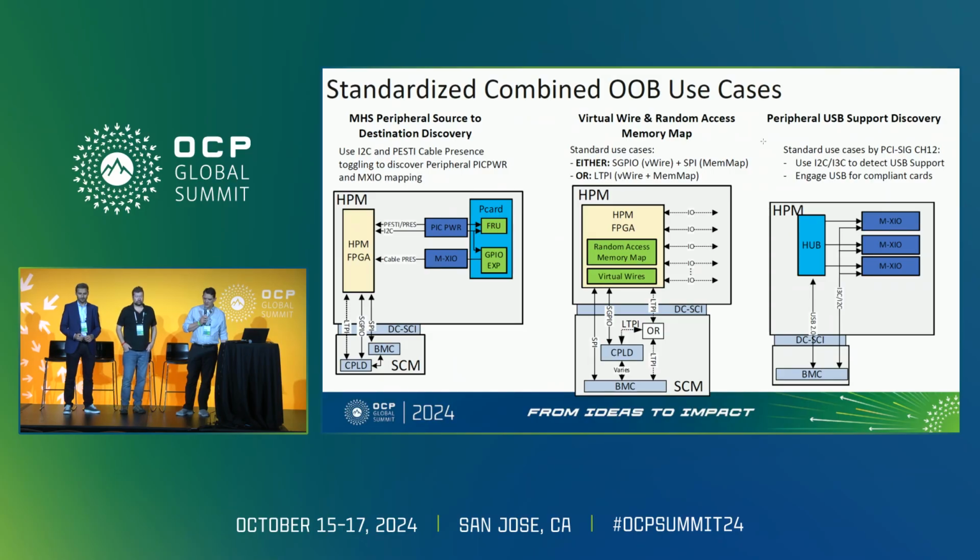And then peripheral USB discovery. PCI CEM has added this. It took a while, but you could ask, well, why do I need an I2C or two-wire bus, because it includes I3C as an option now as well, to get discovery.